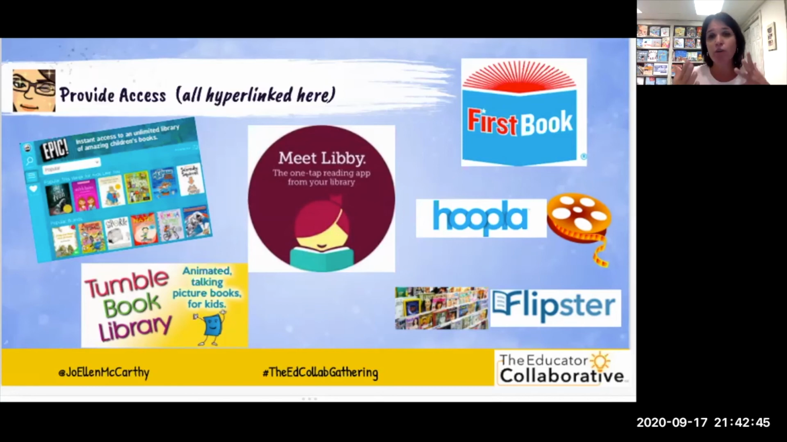So how can we use some of the resources that are provided for free through our library, or perhaps the First Book Marketplace, which has some wonderful opportunities for very, very inexpensive books and family resources, or just Tumble Book, which is free, or Epic Books, which is free. I try to give everything free. Flipster, where you can have access to magazines, Hoopla for movies, because remember, it's not just about individual books. And so reading aloud is reading the world.